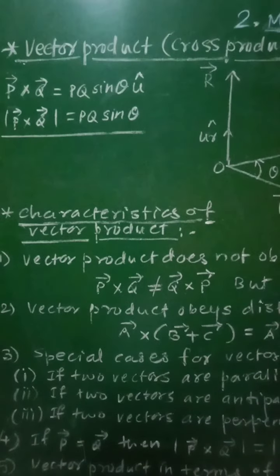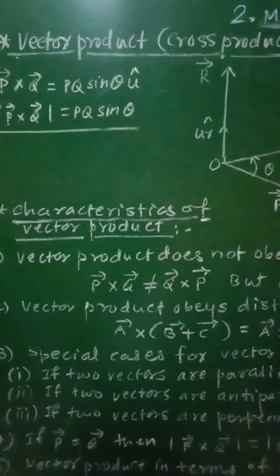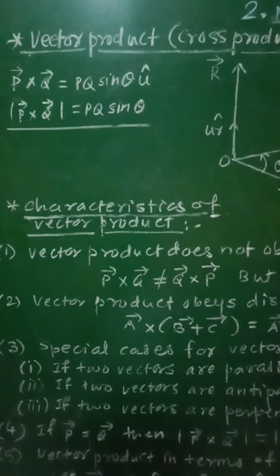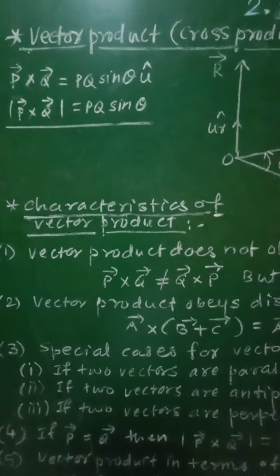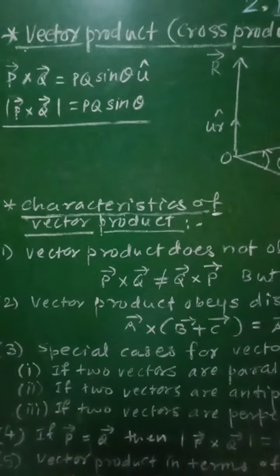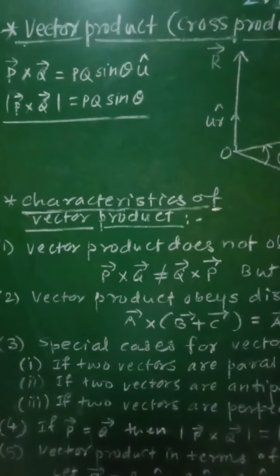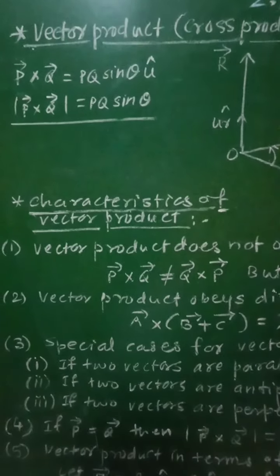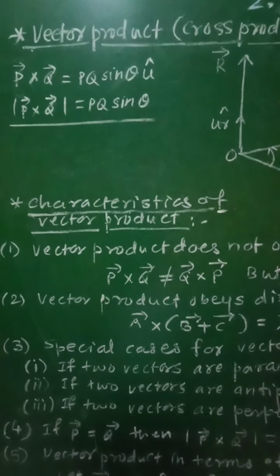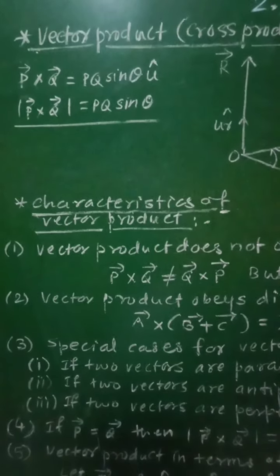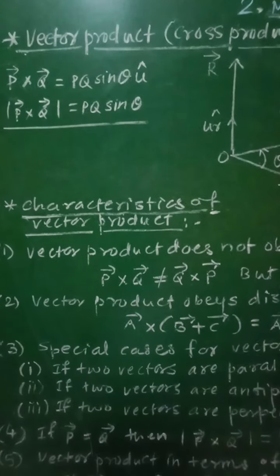The vector product of two vectors is a vector whose magnitude is equal to the product of the magnitudes of two vectors and sine of the smaller angle between them, and whose direction is perpendicular to the plane containing the two vectors and is given by the right-handed screw rule.